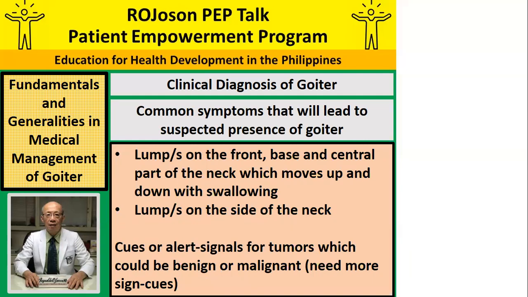Lump or lumps in the front, base, and central part of the neck, which moves up and down with swallowing, and lump or lumps on the side of the neck are cues or alert signals for tumors, which could be benign or malignant, but this needs more sign cues for it to come out with a more specific diagnosis.